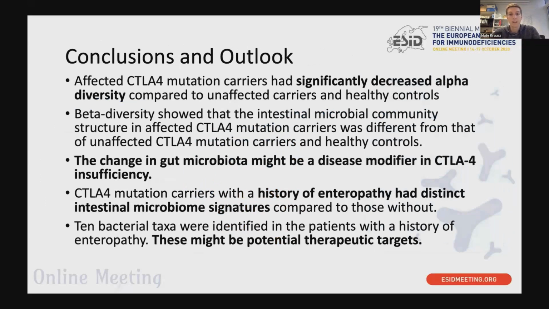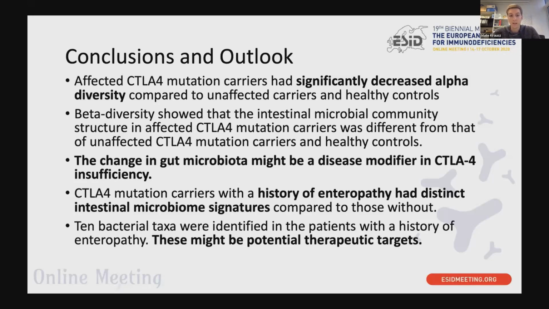To sum up our findings, the affected CTLA4 mutation carriers had significantly decreased alpha diversity compared to unaffected carriers and healthy controls as well. The beta diversity confirmed these results, as the structure of the microbiome in affected carriers was different from the unaffected mutation carriers or healthy controls. The change in this gut microbiota therefore could be a disease modifier in CTLA4 deficiency.